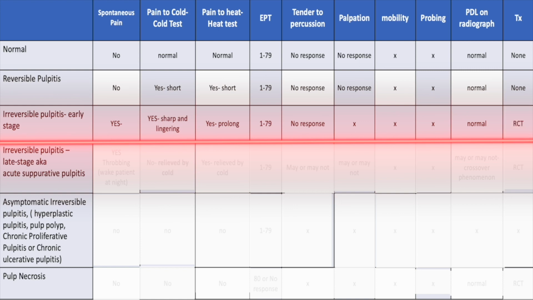What is the treatment for it? Now the treatment is a non-surgical root canal treatment or extraction, or give them analgesic for some time, which is NSAIDs, and ask them to come back tomorrow to do their root canal treatment. Eventually, they have to do the root canal treatment. Take the pulp out or take the tooth out. So that was the early stage irreversible pulpitis.